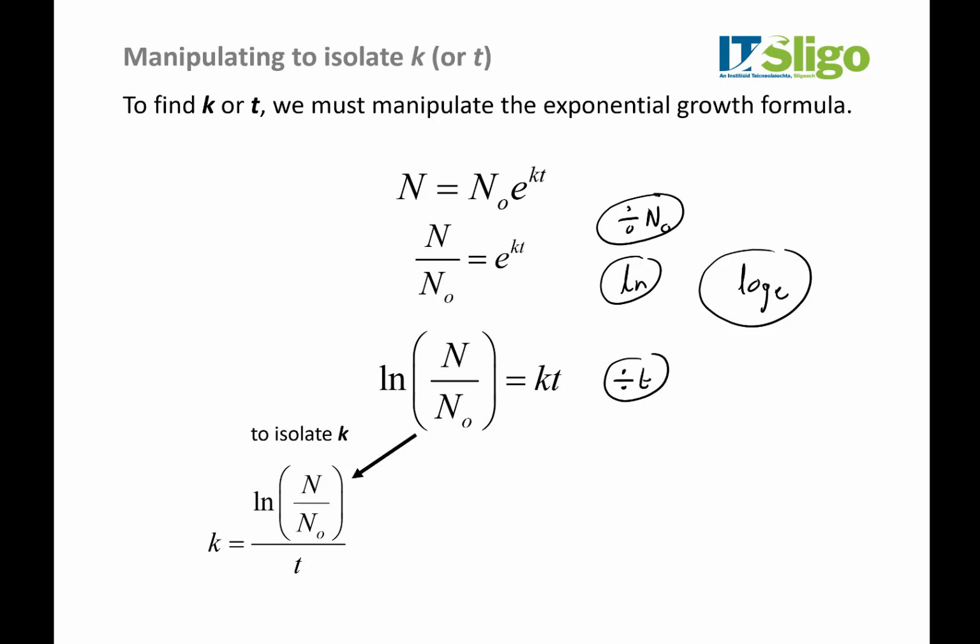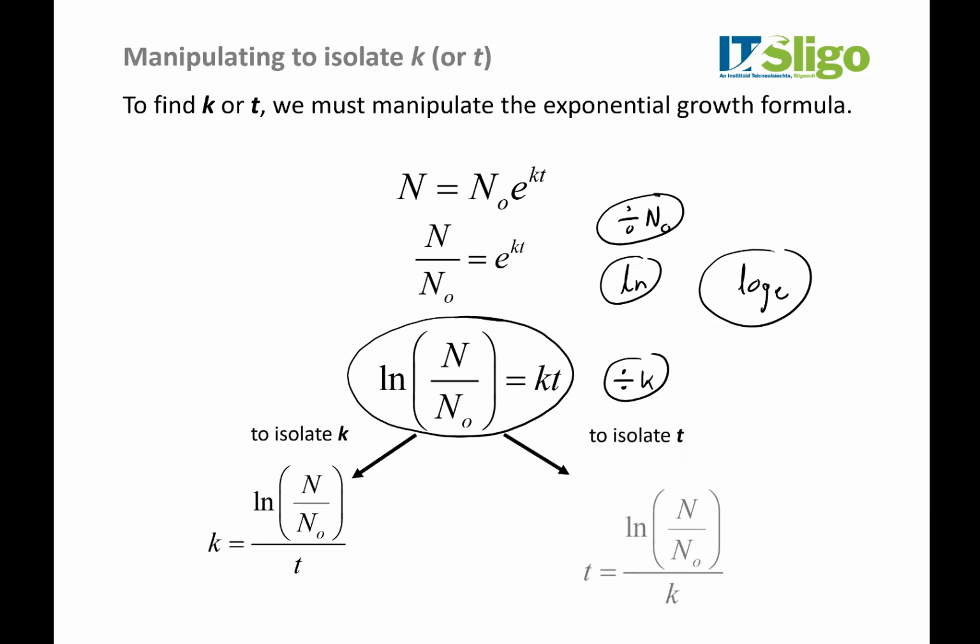And this now is the function for k. Similarly, like I was saying, if we want to get t on its own, then at this step here, we divide both sides by k. And that's the function for t.